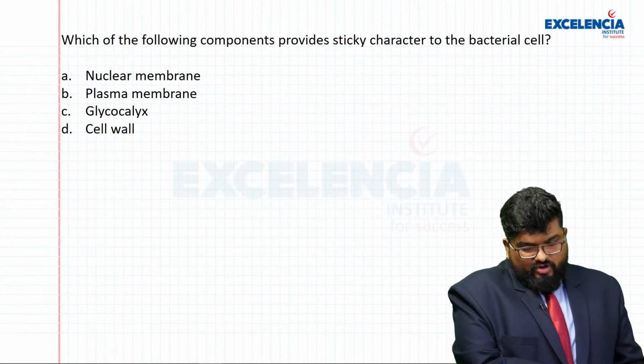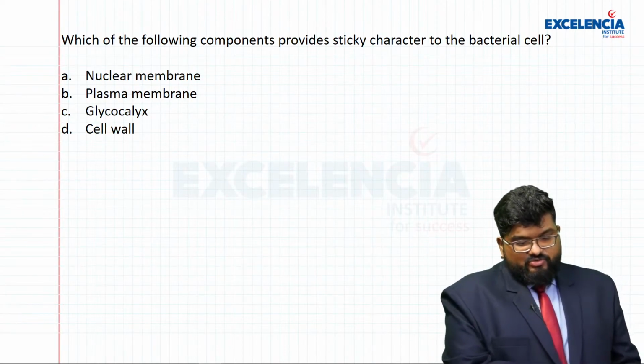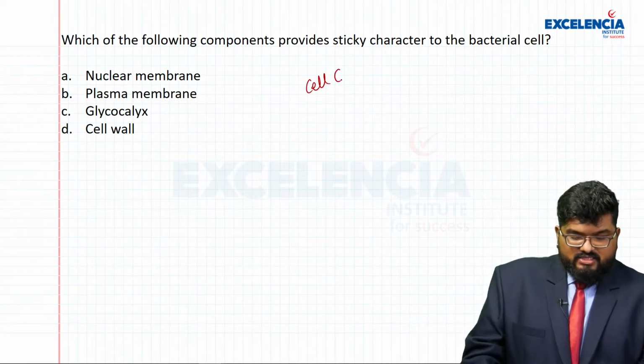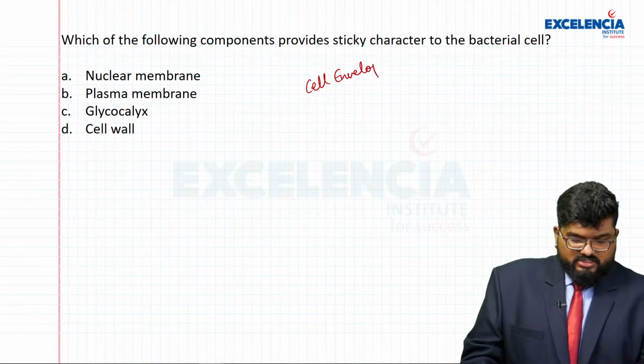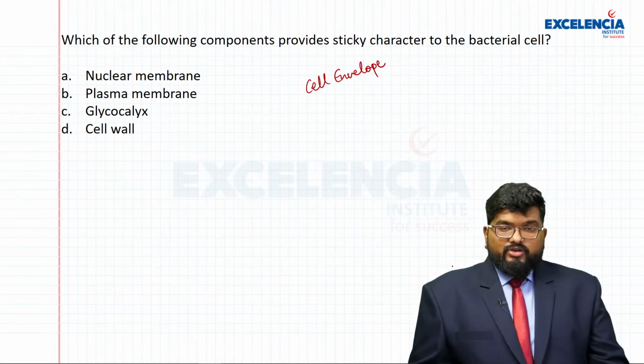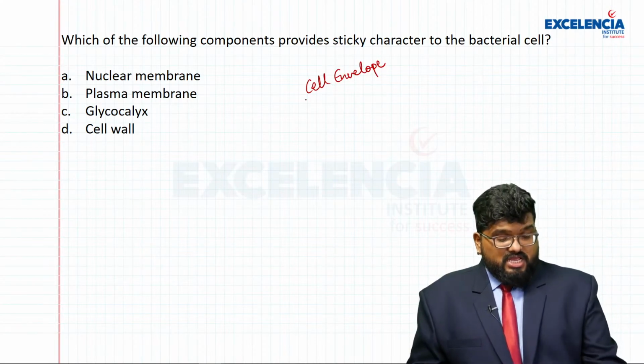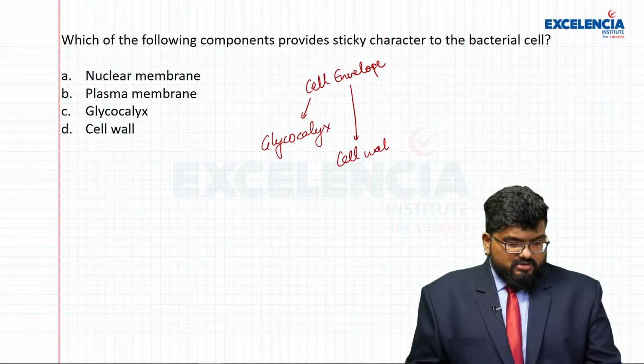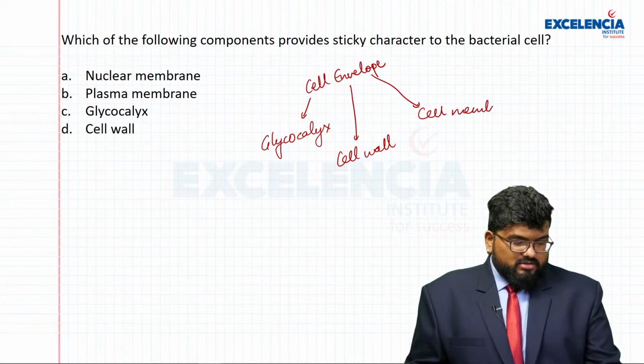Next, which of the following components provides sticky character to the bacterial cell? The bacterial cell has a cell envelope, isn't it? And this cell envelope has three things: glycocalyx, cell wall, and the cell membrane.